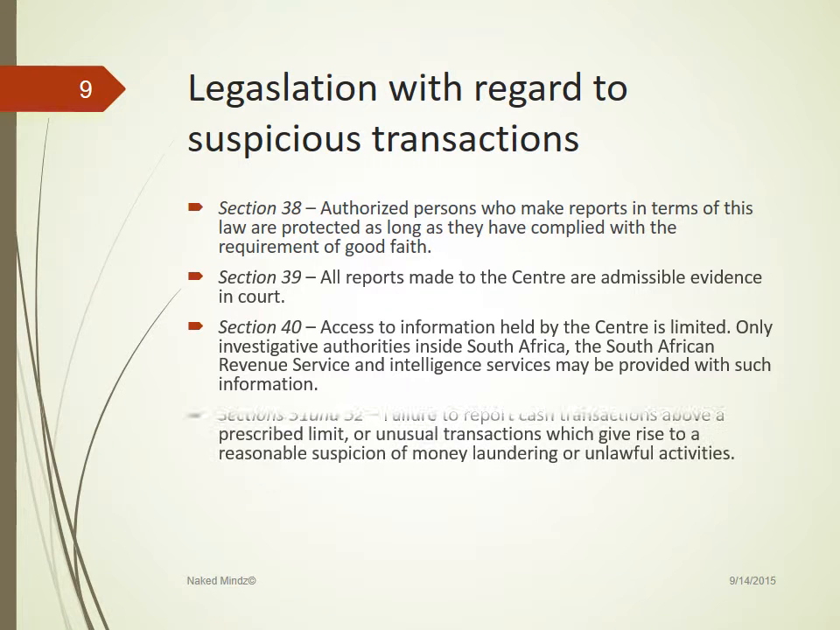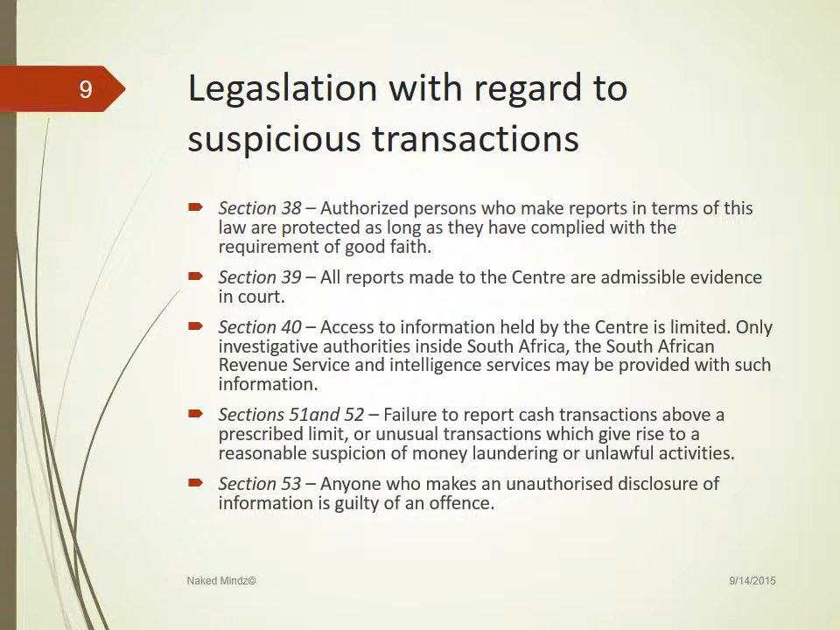Sections 51 and 52 make an offence of the failure to report a cash transaction above a prescribed limit or unusual transactions which give rise to a reasonable suspicion of money laundering or unlawful activities. Section 53 also states that anyone who makes an unauthorized disclosure of information is guilty of an offence, and that's the tipping off offence.